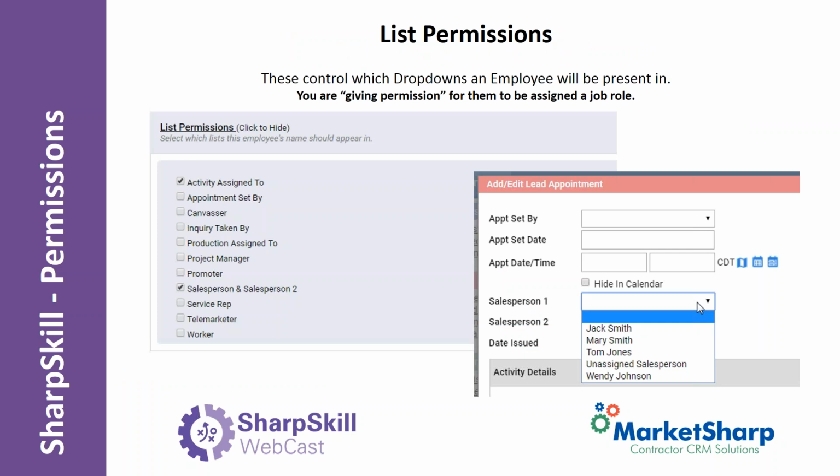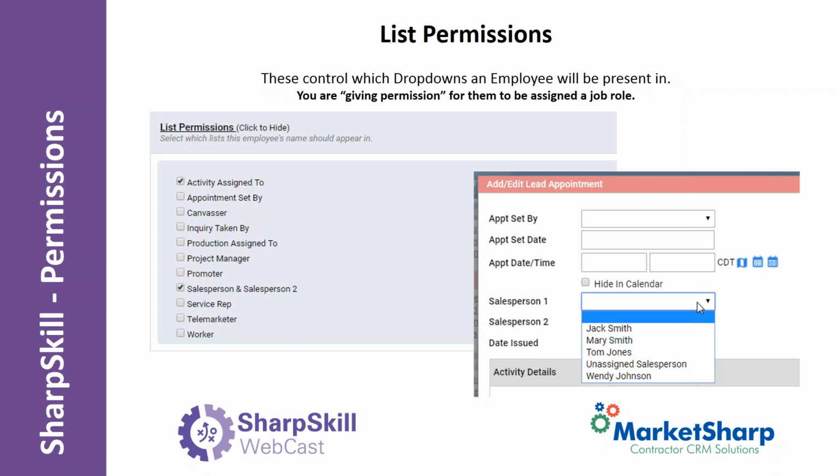Next permissions we have are list permissions. These control which drop-downs an employee will be present in, and you're essentially giving them permission to be defined as a particular job role. Checked means that they are present in the dropdown and can be assigned. The example I have shown here is salesperson. So this person has salesperson and salesperson 2 checked, so they are present in the salesperson dropdown and can be assigned to an appointment. Unchecked means that they are not, keeping the dropdown tidy.